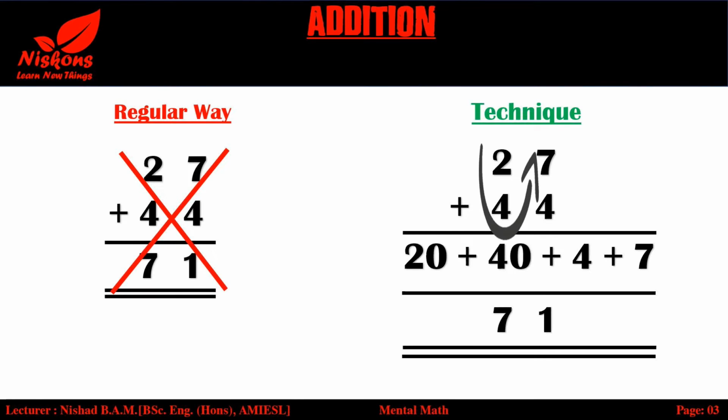Probably the way that we calculate in this technique will be longer. But if we practice, as I told you earlier, we have to do 10 examples in each technique in order to become a master. So if we practice 10 examples in this particular technique, we will become a master and we can calculate this very quickly.